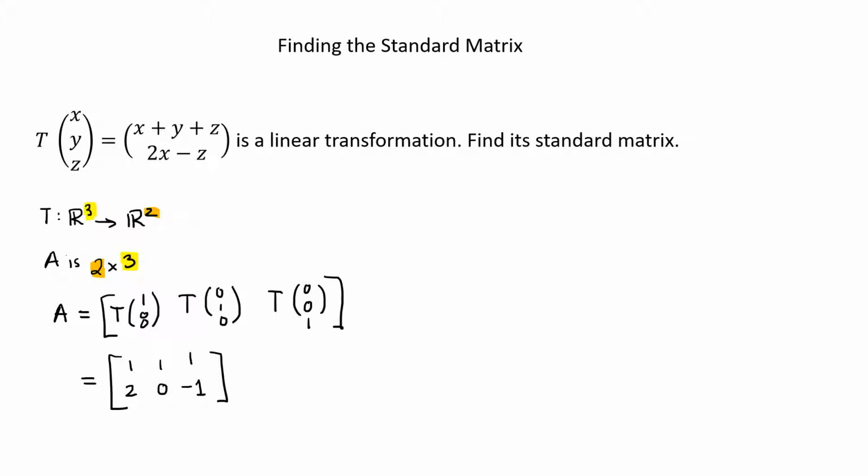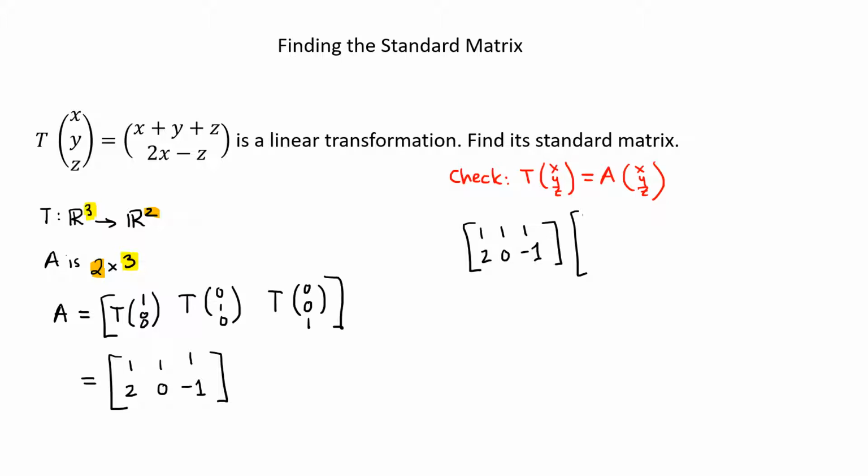And we can check that we've done this calculation correctly by multiplying A by this vector x, y, z. So we take our matrix A, we multiply it by the vector x, y, z. And what do we get? For our first component, we have x plus y plus z. For our second, we have 2x minus z, which matches the output that our linear transformation produces.